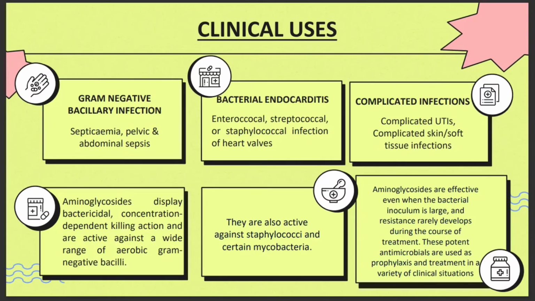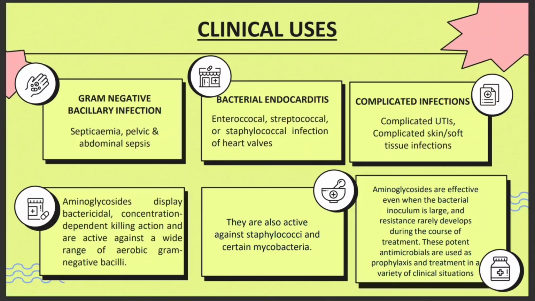For its clinical uses, the bacterial targets of aminoglycosides are the gram-negative aerobic bacilli, which include E. coli, Klebsiella, Proteus, and Pseudomonas. It also includes Mycobacteria. It is not used for gram-positive aerobes, and they are not useful against anaerobes. For gram-negative bacillary infection, it includes septicemia, pelvic and abdominal sepsis.